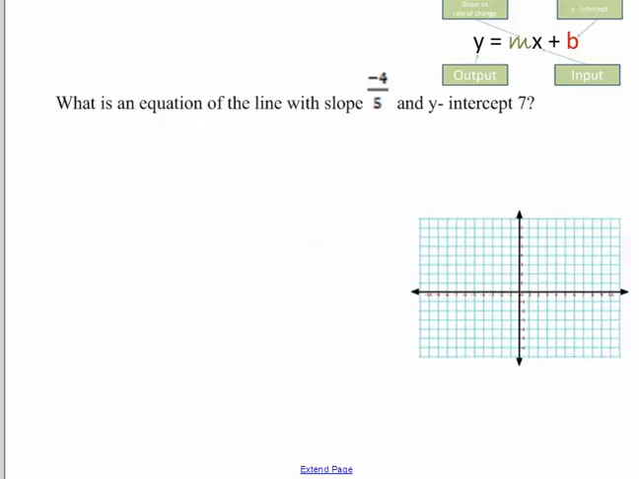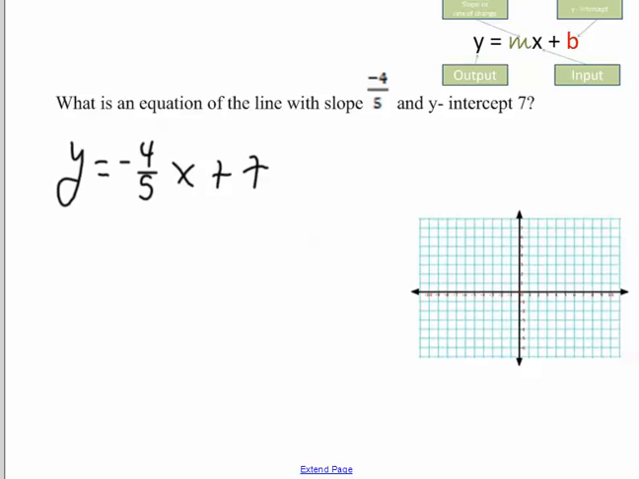All right. How about this? What is an equation of a line with the slope of negative 4/5 and a y-intercept of 7? Well, they gave us everything we need. They gave us the m, which is negative 4/5, and they gave us the y coordinate of the y-intercept, which is 7. So we're just going to write y equals negative 4/5 x plus 7.